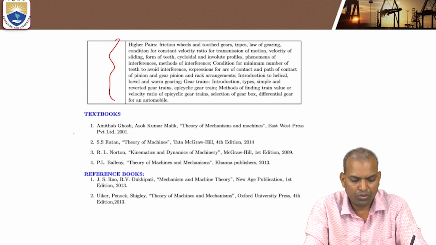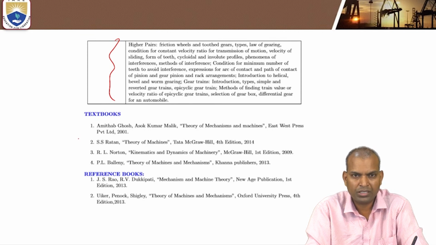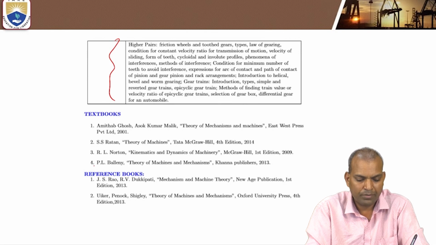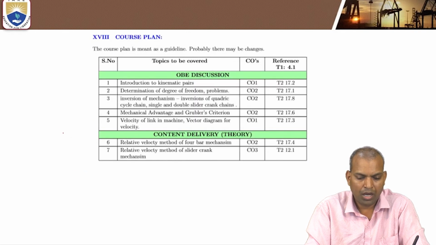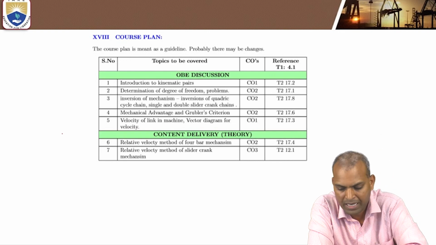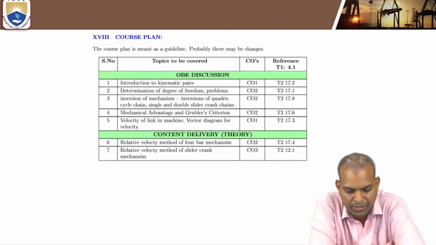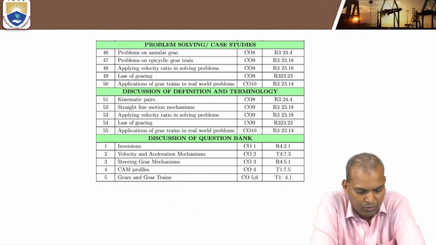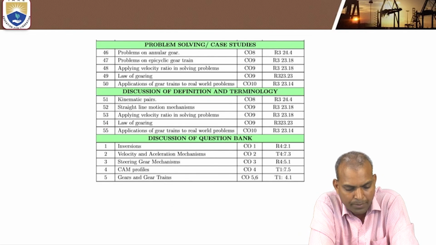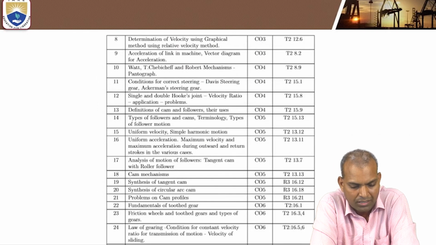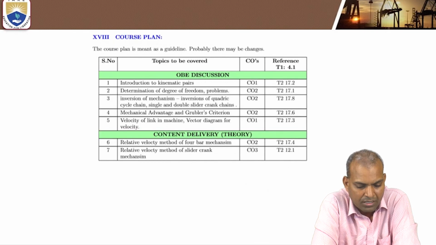These are the textbooks followed: S.S. Ratan, R.L. Norton, Kinematics and Dynamics of Machinery, P.L. Ballaney from Khanna Publishers, J.S. Rao who is an IIT Kanpur professor, and Uicker and Shigley. Now we have to prepare the course plan based on the syllabus. The number of hours for the course plan is a total of 60 hours, but on the officially allotted course plan it is.